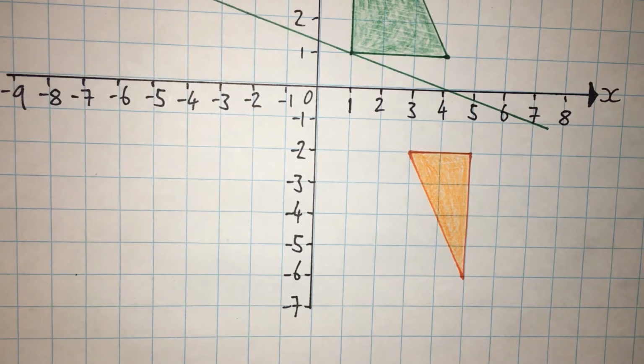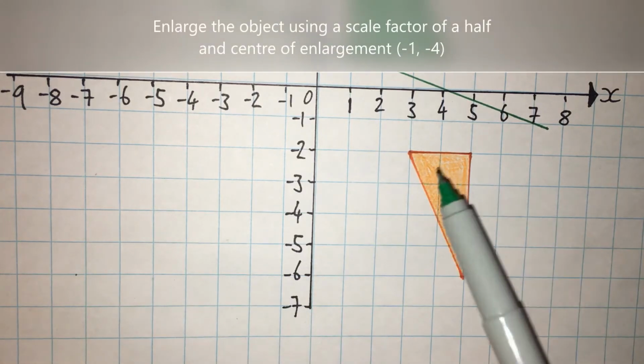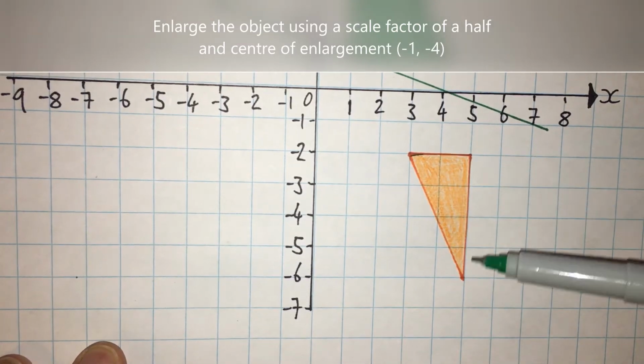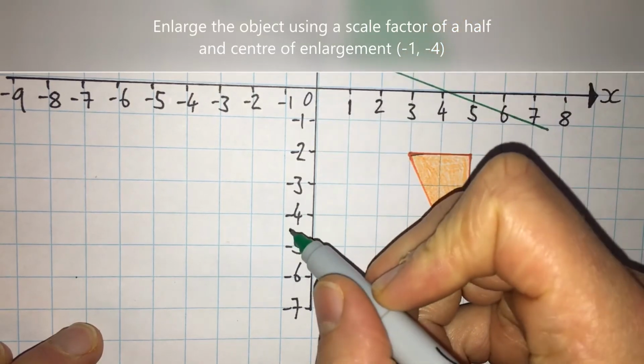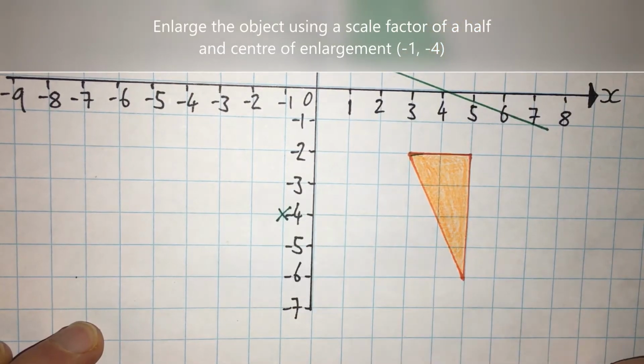Here is another object, and we're going to enlarge this using a scale factor of 1/2. Now that means that this shape is going to get smaller. So instead of 2 across here, it will become 1 across, and instead of 4 down here, it will become 2 down. Our centre of enlargement is going to be at the point -1, -4. We'll mark that centre of enlargement here.